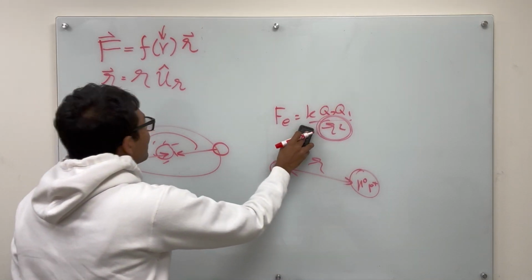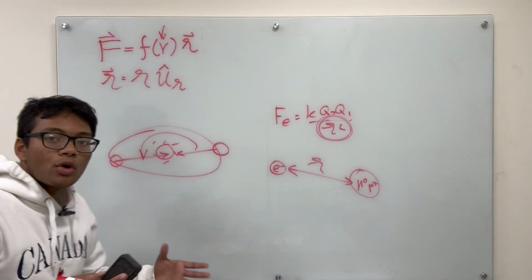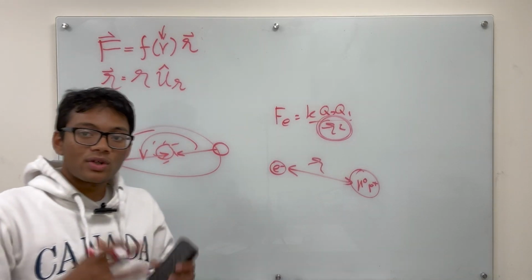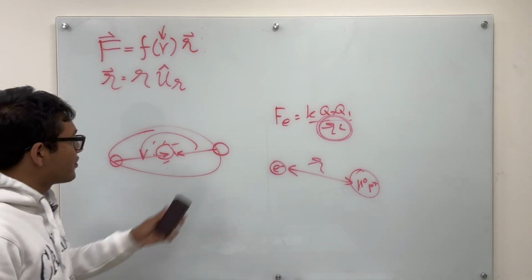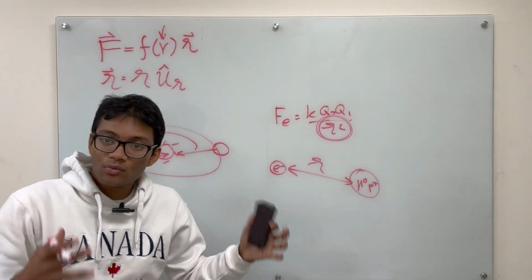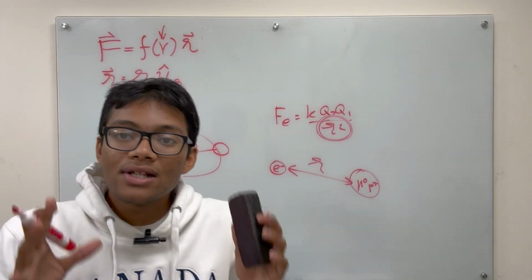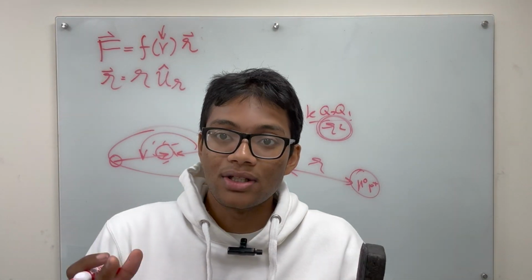So Coulombic force and gravitational forces both involve central force fields, where the force itself depends only on the radius, how far away you are from the Sun or from the nucleus or whatever object you're interested in, and not the angular position of your object.